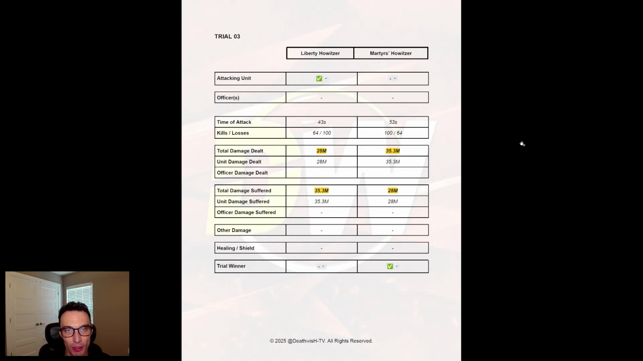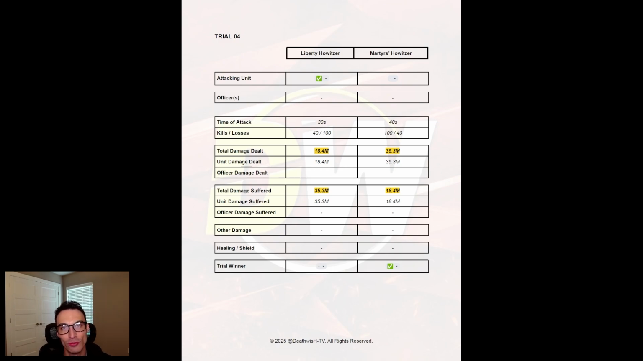Moving on to trial 3, I then switched over and let the Liberty Howitzer start the attacks. You can see the Martyr Howitzer on trial 3 still came out victorious. Trial 4, once again, Liberty started it, with two Martyrs starting and two Liberty starting attacks. Liberty started this fourth one, Martyrs still came out victorious. So with no officers, in the four trials we ran, the Martyr Howitzer won every single one.